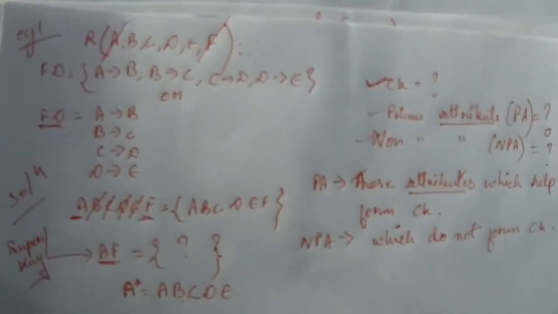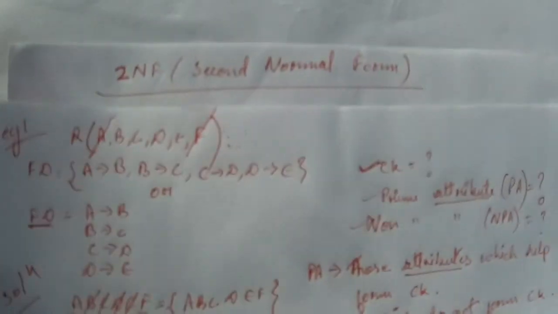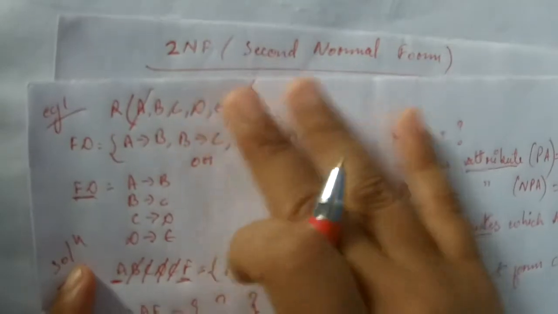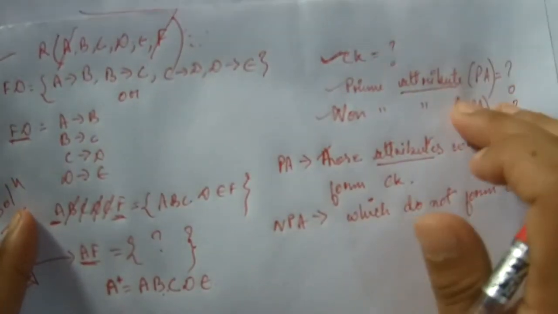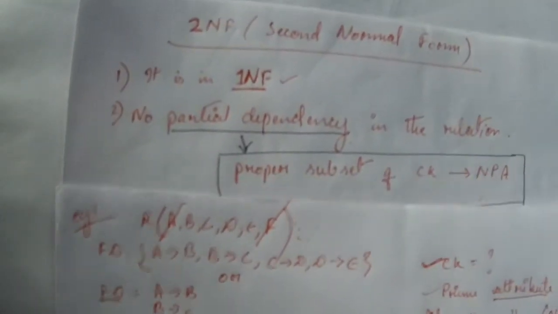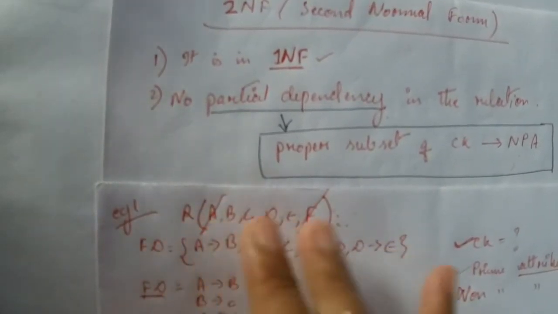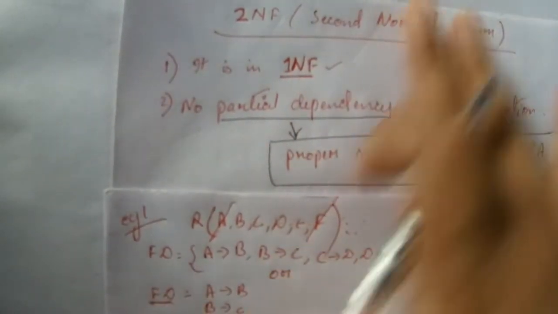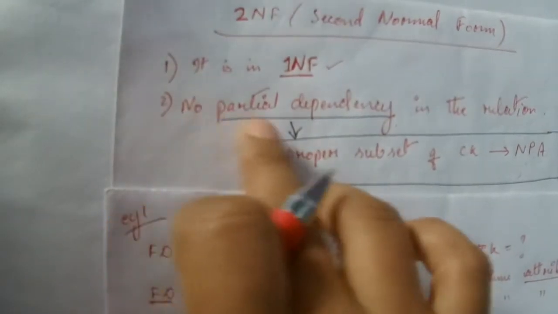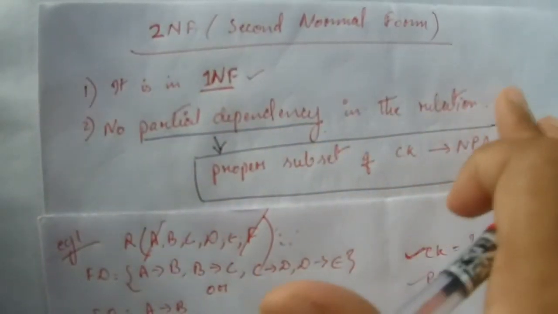So the next step is what? Now we have to see whether this given relation is in second normal form or not, after finding the candidate key, prime and non-prime attributes. So how to find it out? We have to follow these rules. The first rule I have already said: by default this question is already in first normal form, so we'll skip this one. Second point here, you see, no partial dependency in the given relation.